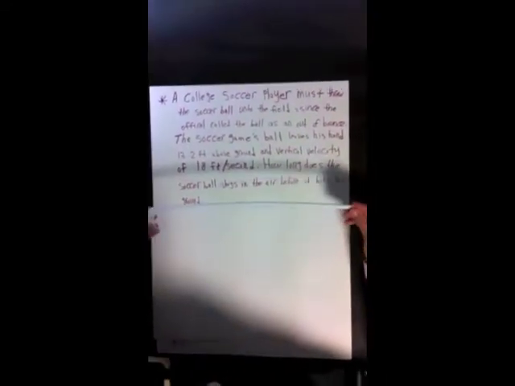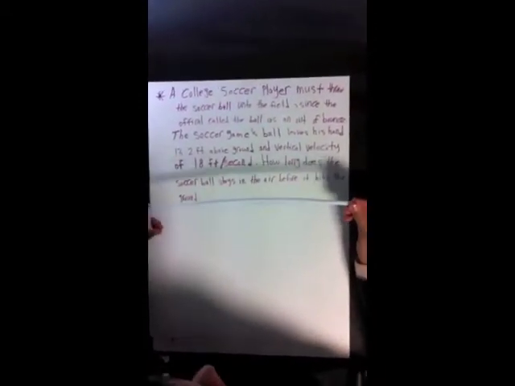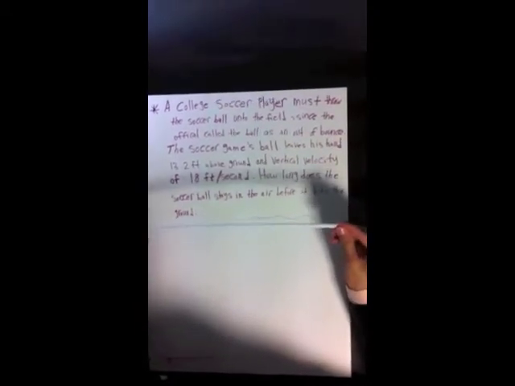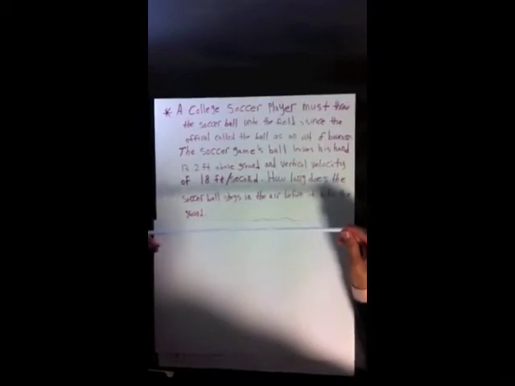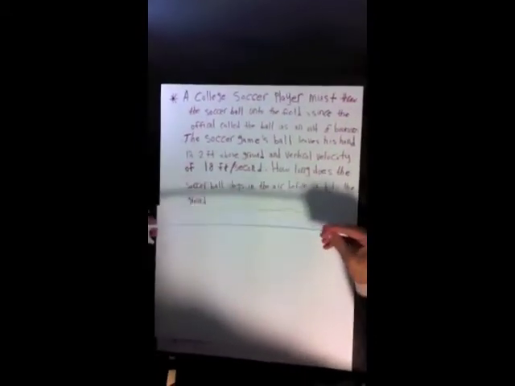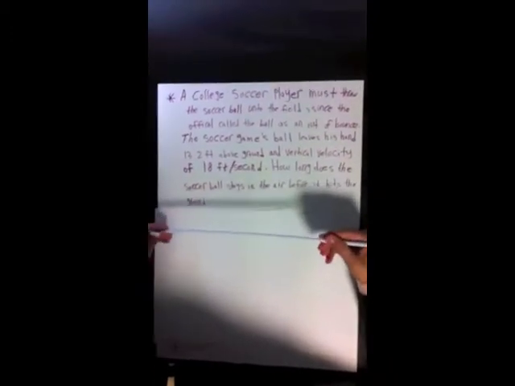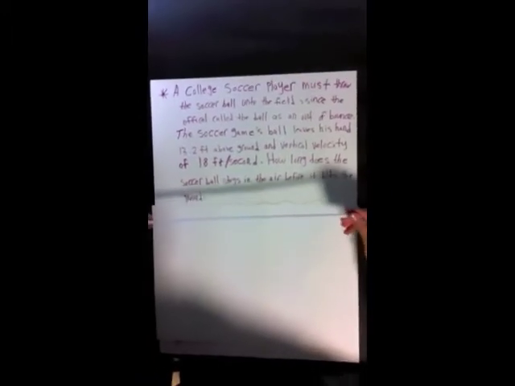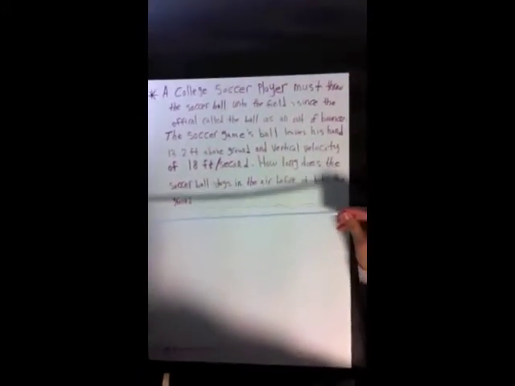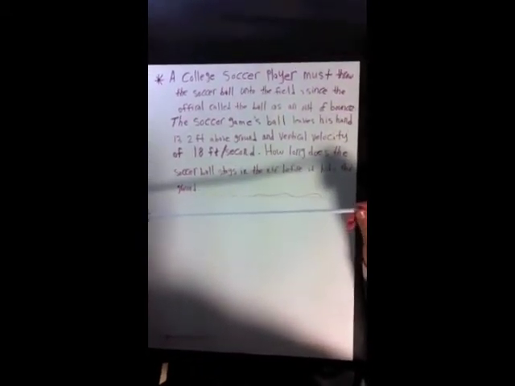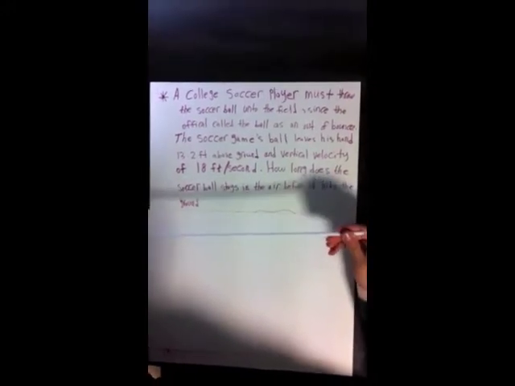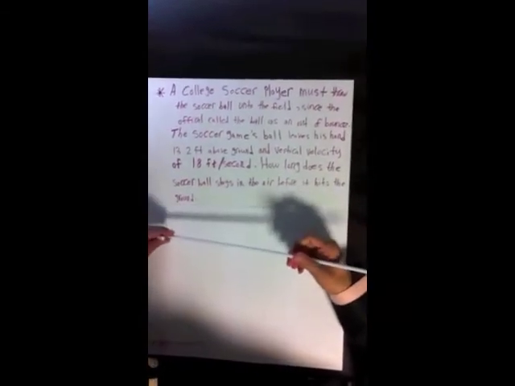So, this second real-world problem is related to the first one, which is similar to the dropped objects model. The only difference is that this problem includes vertical velocity. So, let's begin. A college soccer player must throw the soccer ball onto the field. Since the official called the ball out of bounds, the soccer ball leaves his hand 13.2 feet above ground at a vertical velocity of 18 feet per second. Now, we try to find how long the soccer ball stays in the air before it hits the ground.